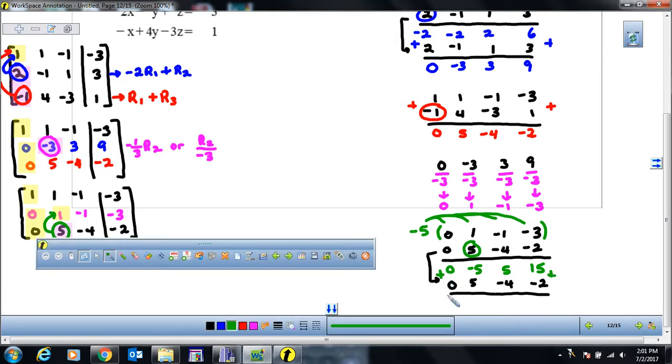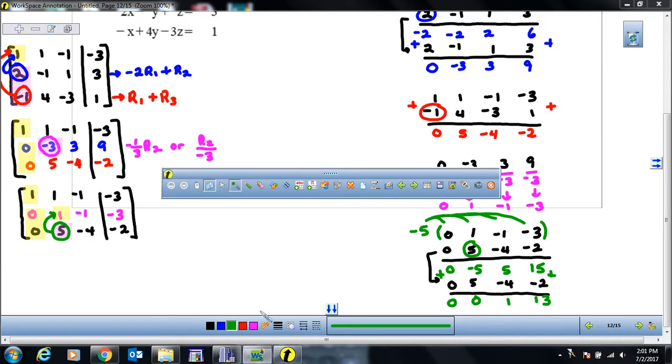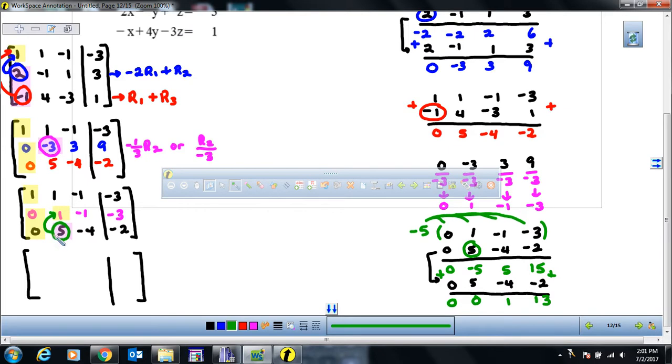Then we're going to get 0 plus 0 is a 0. Negative 5 plus 5 is a 0. 5 plus negative 4 is a 1. And 15 plus negative 2 is a 13. And we're going to put those values in the third row, because we wanted to make that 5 into a 0, so we were working on the bottom: 0, 0, 1, and 13. And I'm just going to bring down the other two rows. 0, 1, negative 1, negative 3, which is the middle row. And my first row, which is 1, 1, negative 1, and negative 3.